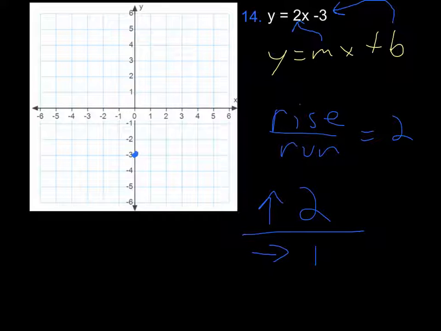So we go up 2 and over 1, and here's a point. Up 2 and over 1, and here's a point. So we can draw a line right through these, make sure we put our arrows at the ends, and that's how we graph that equation.